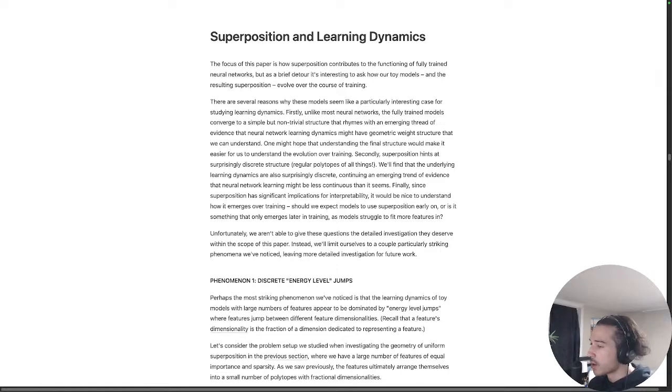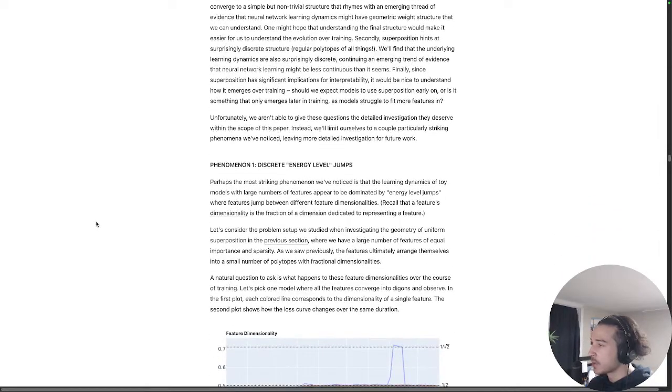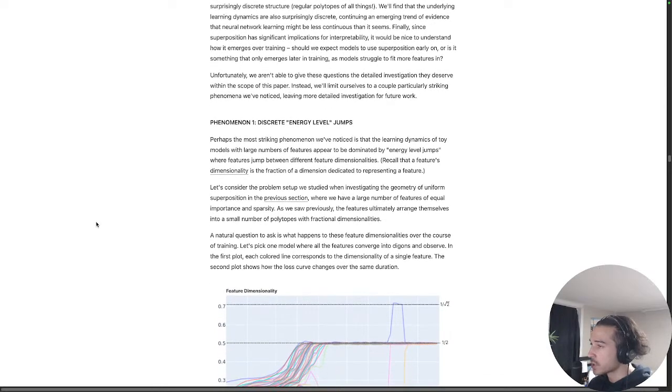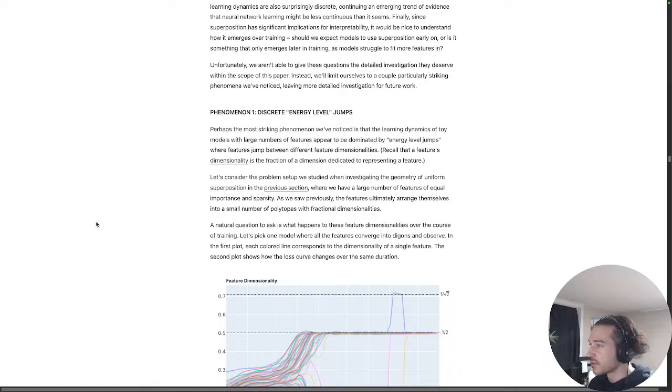Unfortunately, we aren't able to give these questions the detailed investigation they deserve within the scope of this paper. Instead, we'll limit ourselves to a couple particularly striking phenomena we've noticed, leaving more detailed investigation for future work. Phenomenon 1. Discrete energy level jumps.